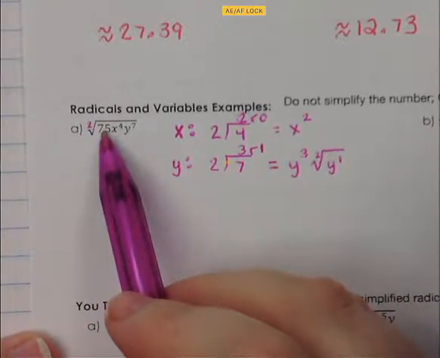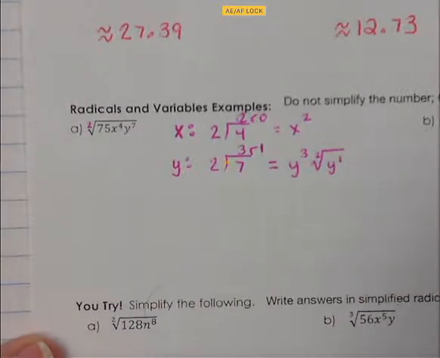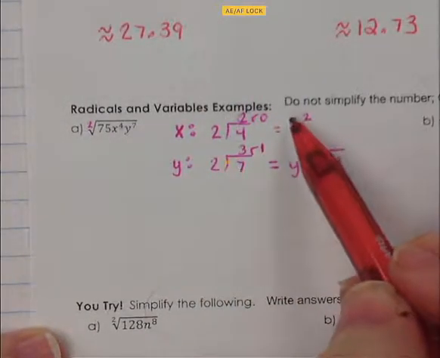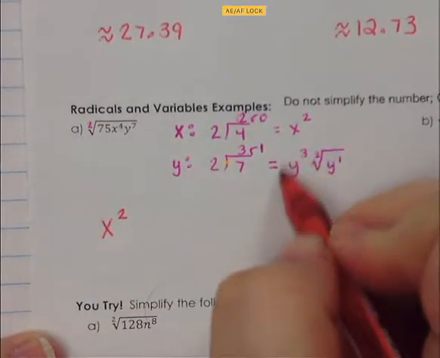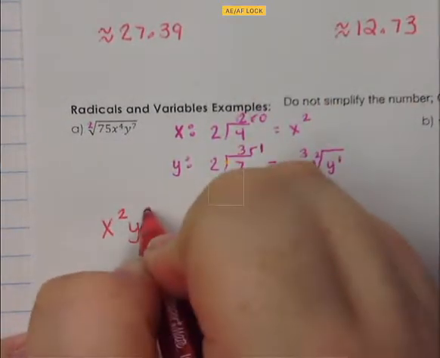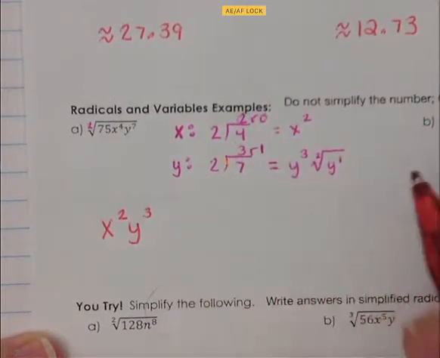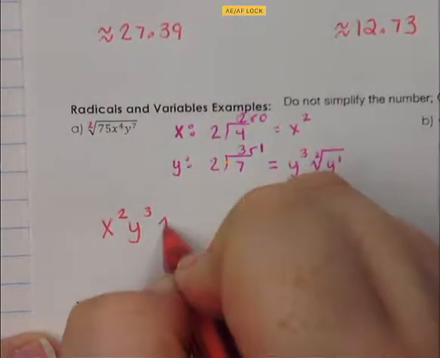Now we did not touch the 75, so for our answer we take all of our coefficients. We have our x squared and we have our y cubed. These are all of our coefficients. Then we keep our radical. So our radical is the square root of.